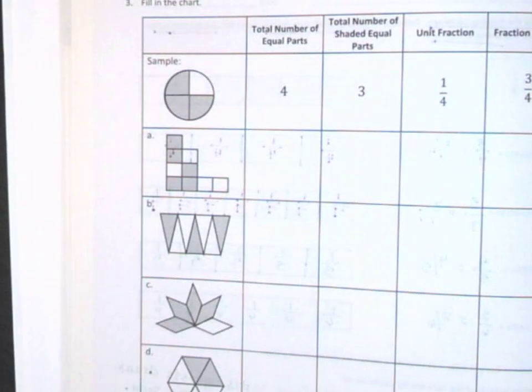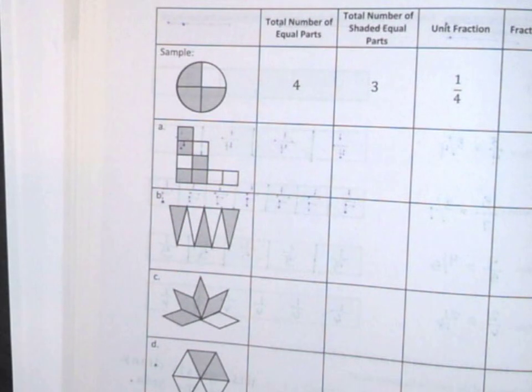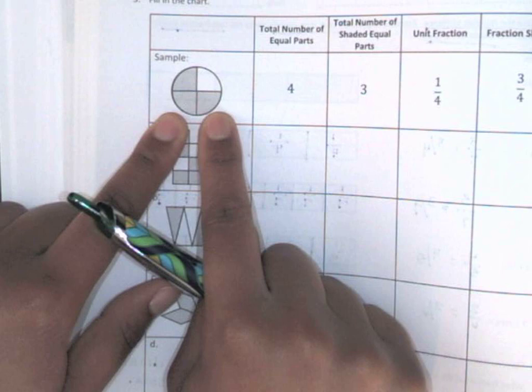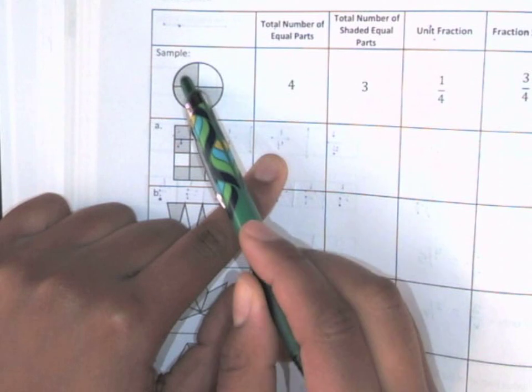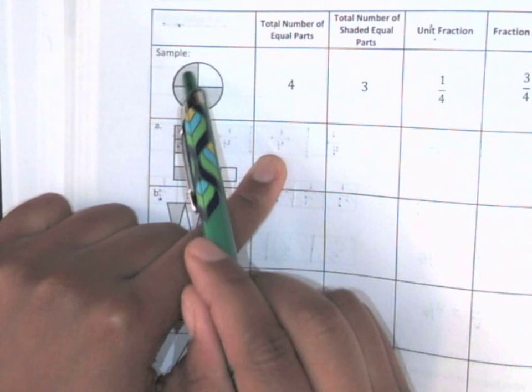Okay, I want you to go ahead and take a moment to look over the sample. Tell me what you realize or what you noticed. Okay, so here we have a circle partitioned into 4 equal parts. The total number of parts is 4. 1, 2, 3, 4. The total number of shaded equal parts is 3. We have 1, 2, 3 here.